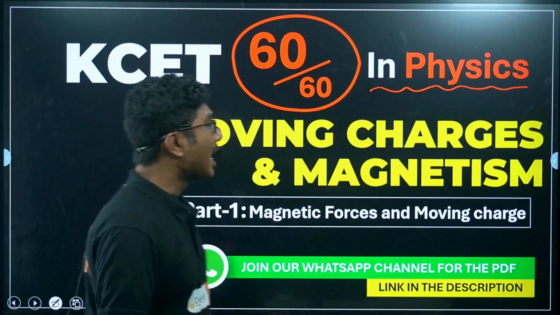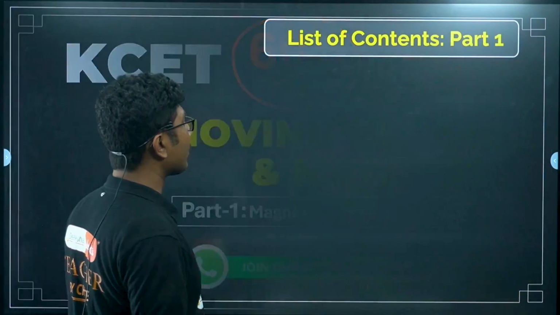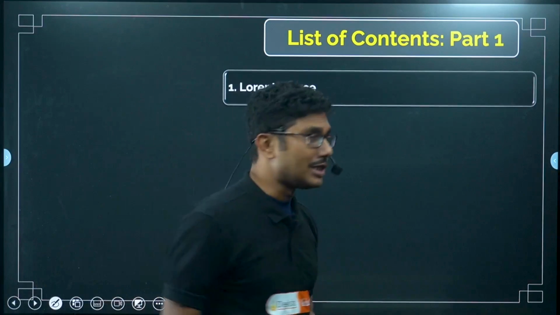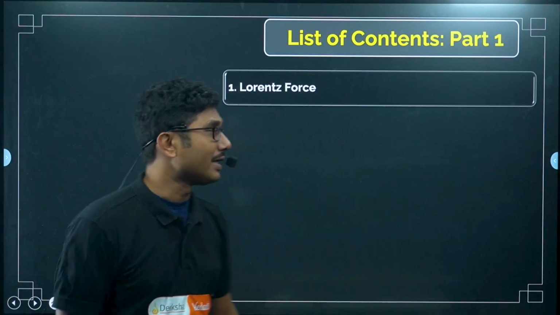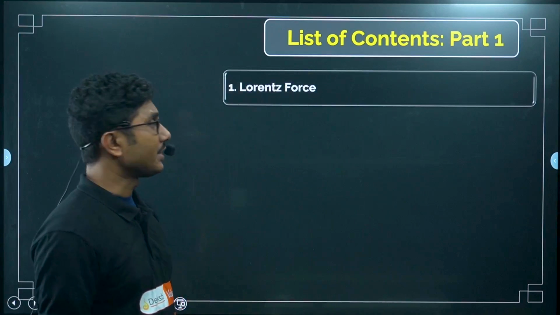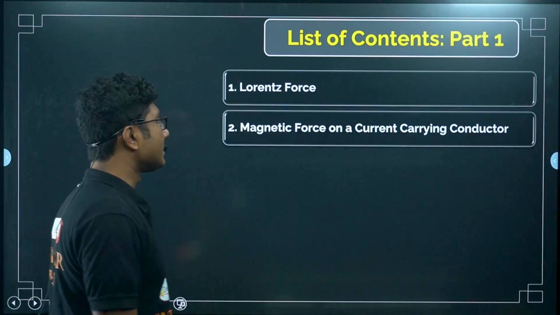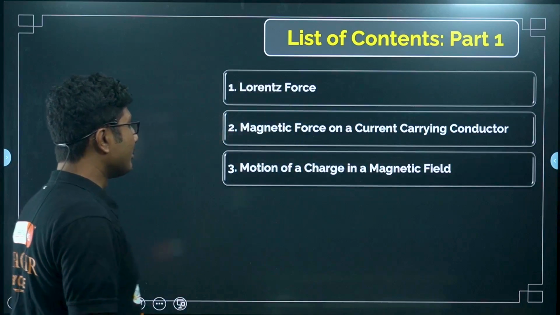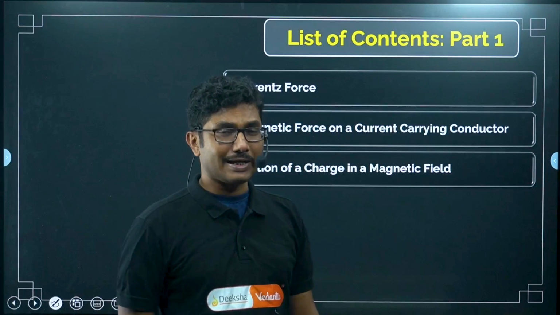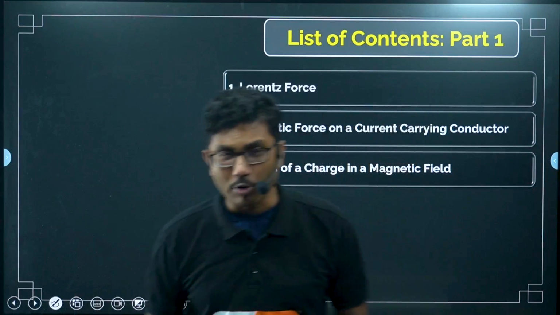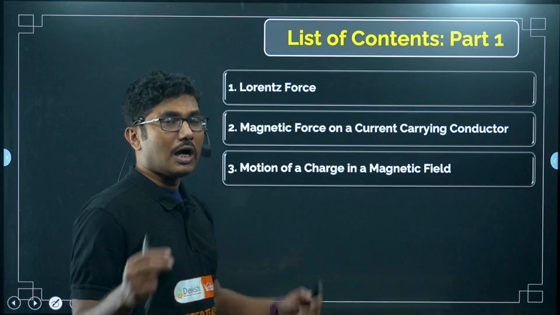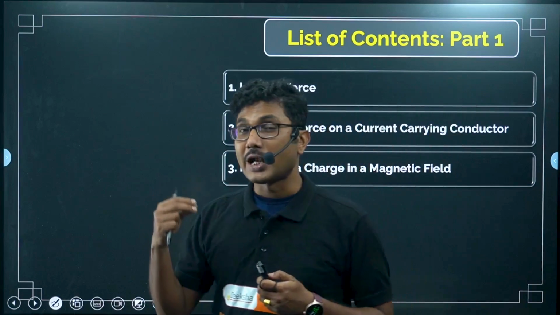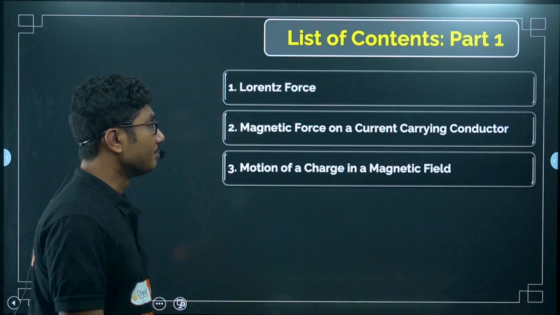Now let's start with today's topic, what all we are going to discuss. So first we are going to discuss Lorentz force. Obviously there will be a brief introduction as well. After that introduction we are going to discuss Lorentz force. Then we will discuss magnetic force on a current carrying conductor, and then we are going to discuss motion of a charge in a magnetic field. All these 3 concepts are very important. Also we will solve a few examples and some homework problems that we gave you yesterday.